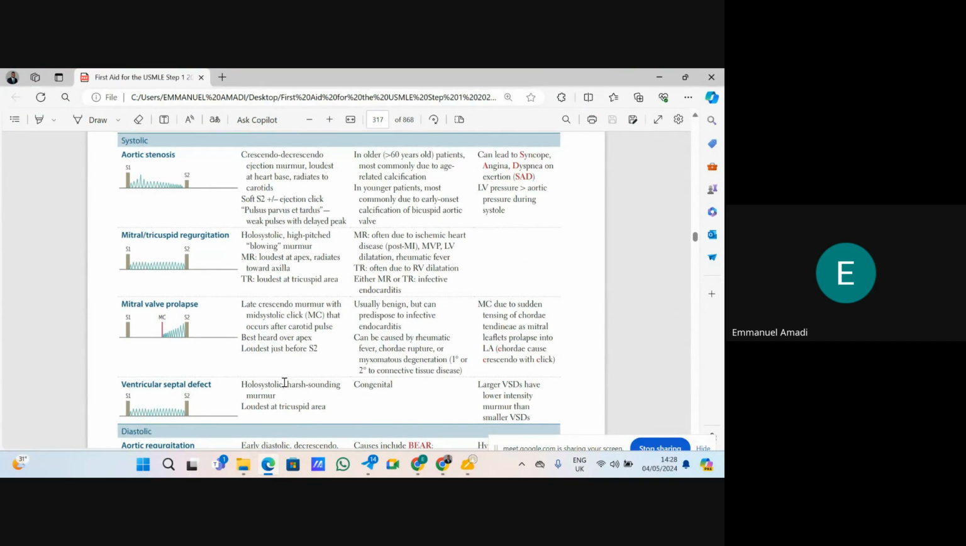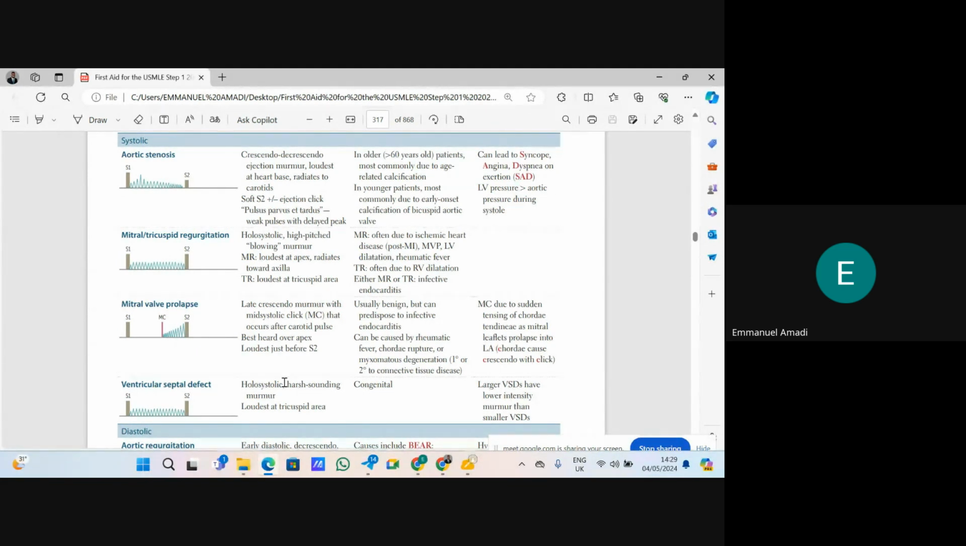Now, when aortic stenosis is getting severe, it is usually marked by certain properties. For example, you will hear a soft S2. Now, why will you hear a soft S2? When aortic stenosis is getting severe, the aortic valve becomes so calcified that it even finds it difficult to slam shut. So you discover that the S2 will go soft.